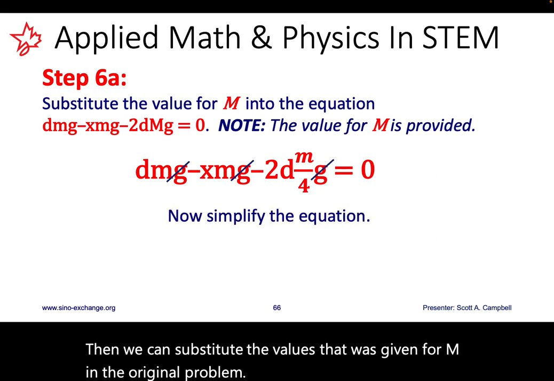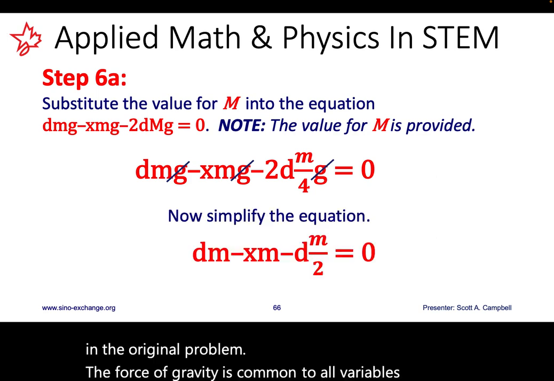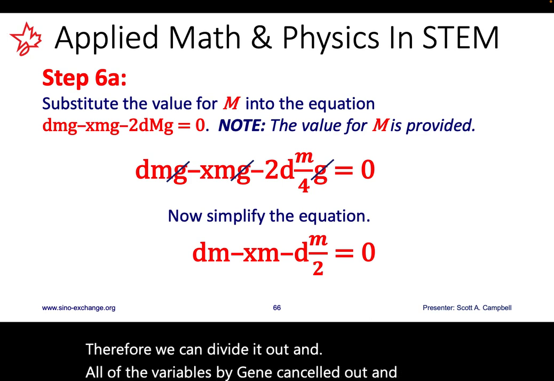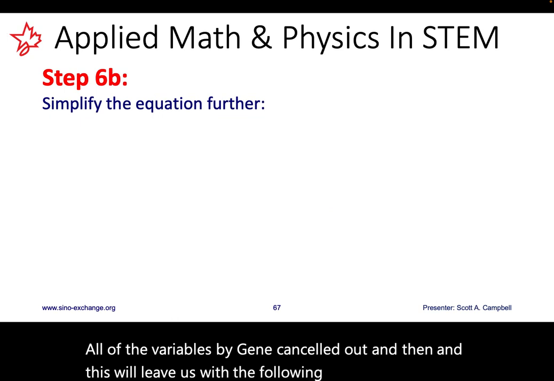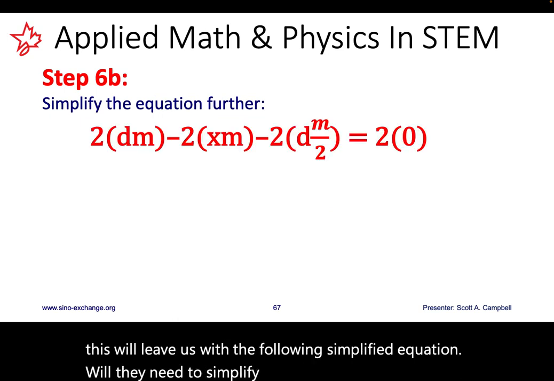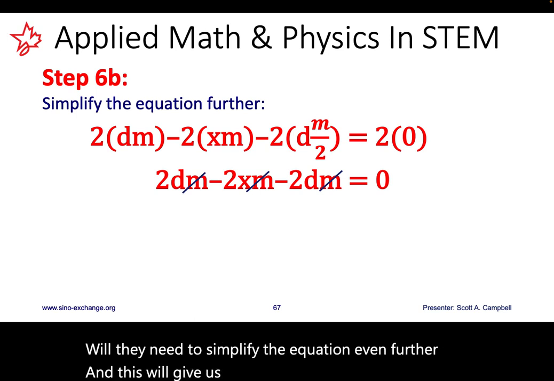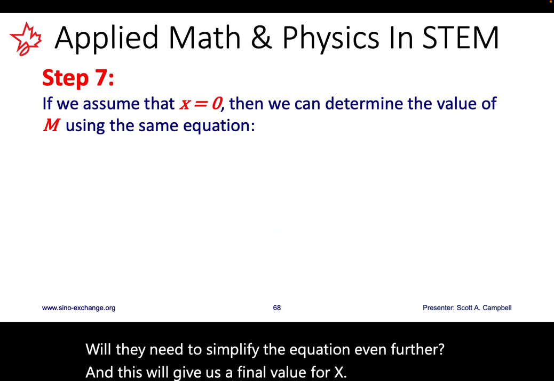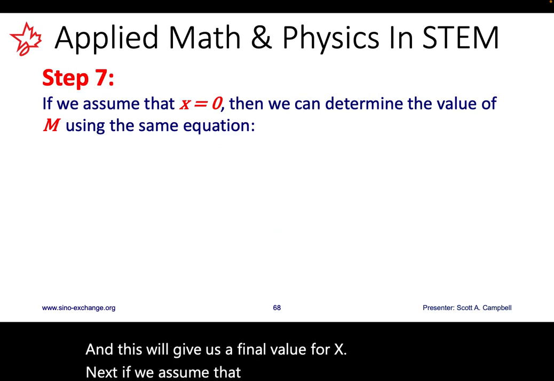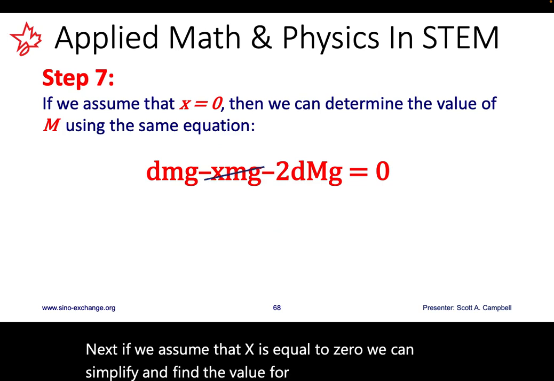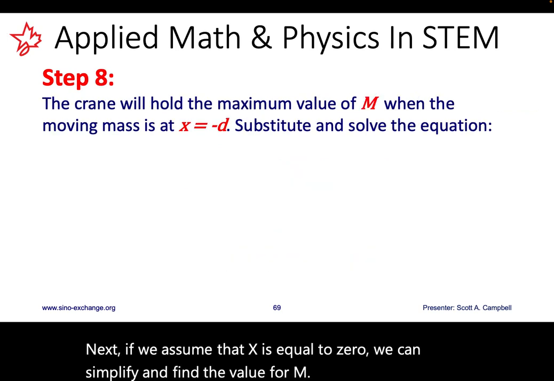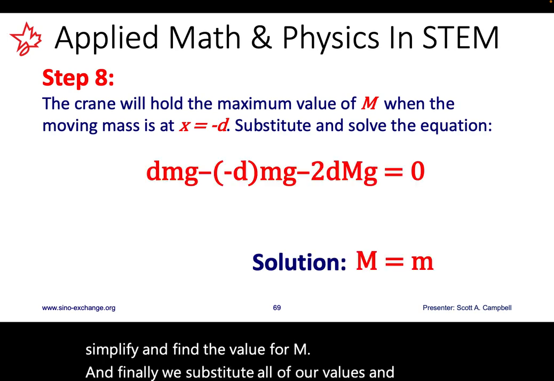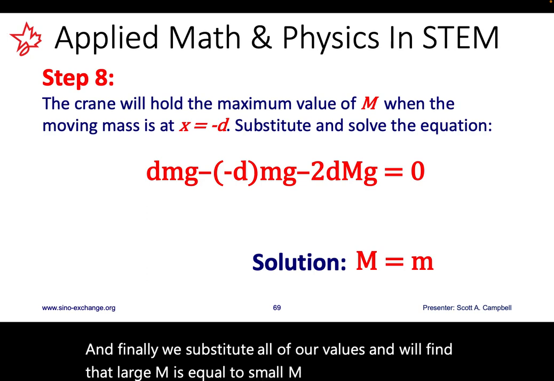Then we can substitute the values that were given for m in the original problem. Now, the force of gravity is common to all variables, therefore we can divide all of the variables by g and cancel it out. And this will leave us with the following simplified equation. We'll then need to simplify the equation even further, and this will give us a final value for x. Next, if we assume that x is equal to 0, we can simplify and find the value for m. And finally, we substitute all of our values, and we'll find that large m is equal to small m when the moving mass is equal to negative d.